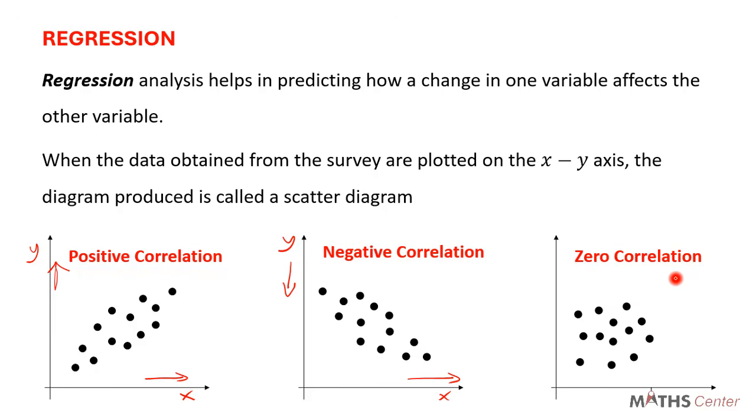You can't really draw any meaningful conclusion from it. It doesn't show a positive correlation, it doesn't show a negative correlation. The points are just scattered, as you can see here. This is how the scatter diagram looks. If it's a positive correlation, it will look like this. If it's negative, it looks like this. And when it's a zero correlation, it looks like this. Let's learn more about it.